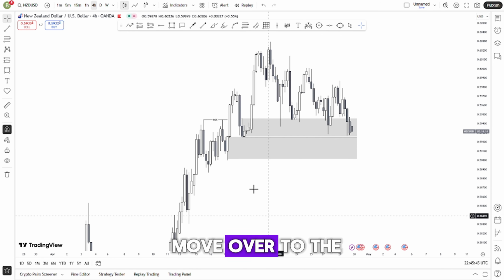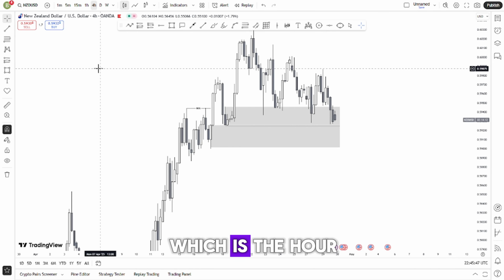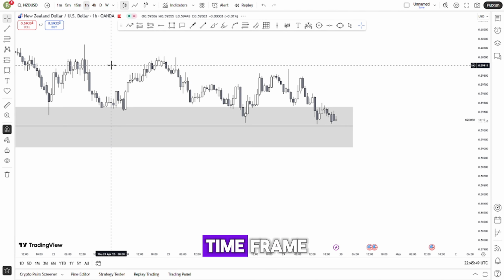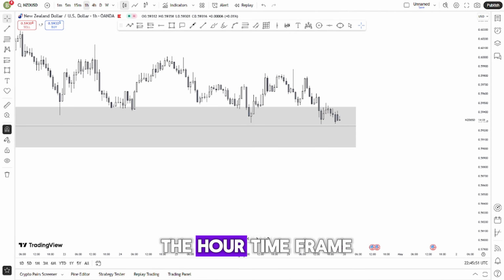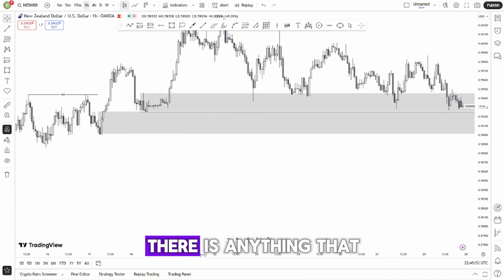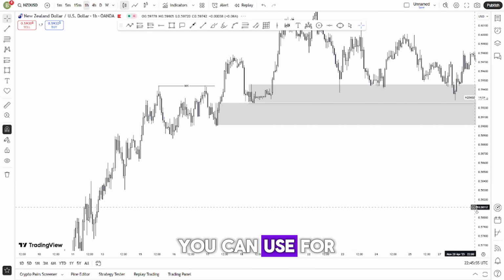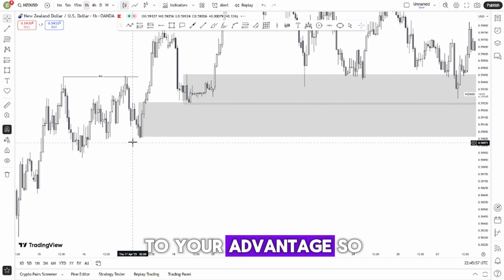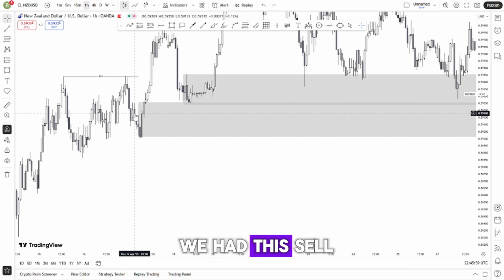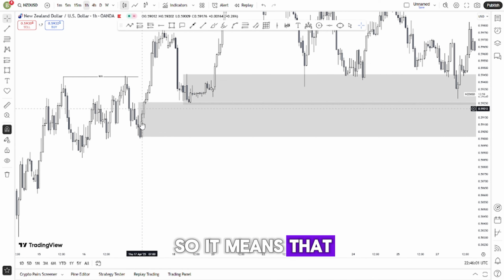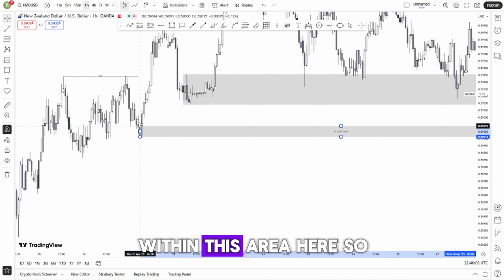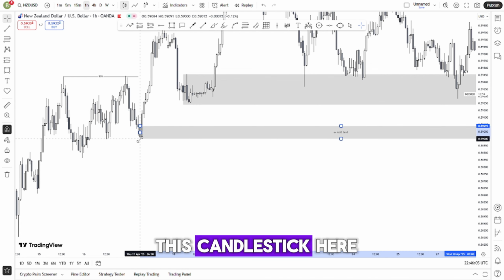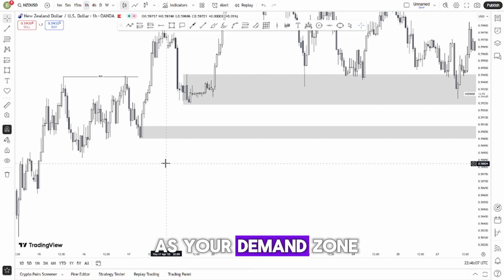So we're just going to move over to the lower time frame, which is the hour time frame or the 15-minute time frame. So let's check on the hour time frame and see if there is anything that you can use to your advantage. So if you zoom out, you can see that we had this sell to buy candle. So it means that there is a lot of momentum within this area here. So you can just take this candlestick here and use it as your demand zone.